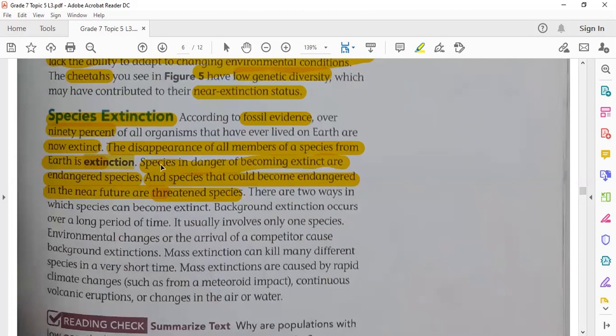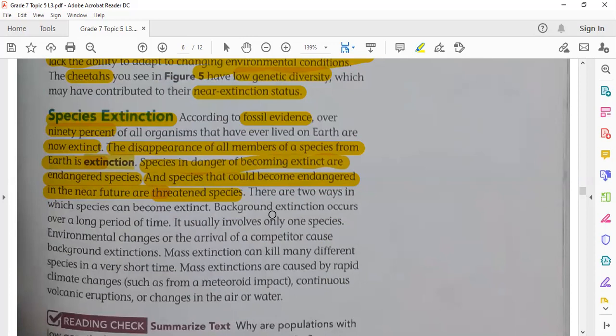But there are species that may become extinct in the future, in danger of becoming extinct in the near future. These are called endangered species, like cheetahs. And the species that could become endangered in the near future are threatened species. Right. Do you have any question? No. Right. So put your hands down.